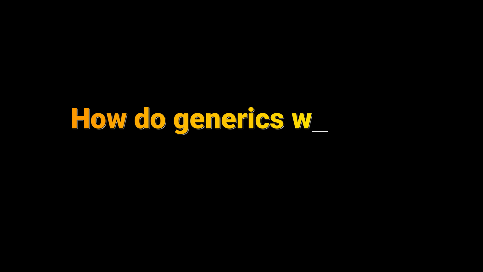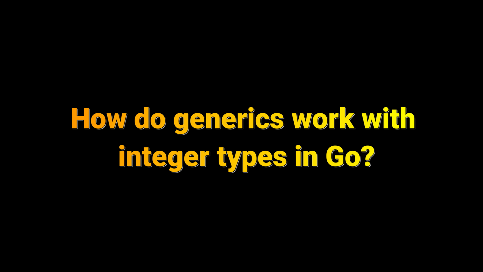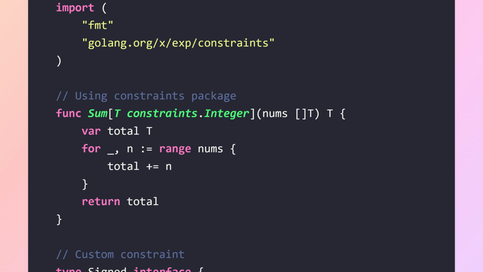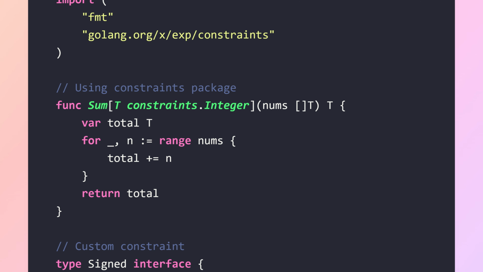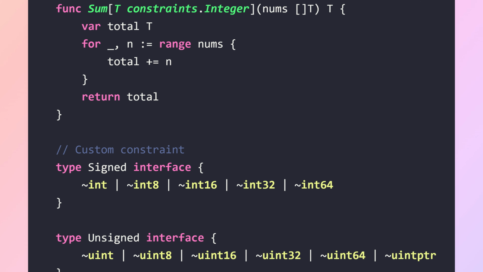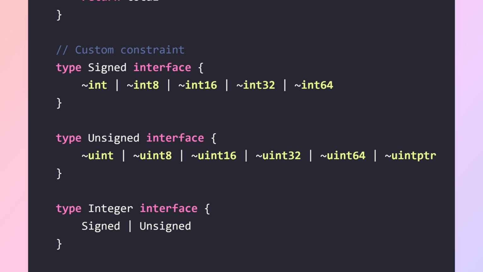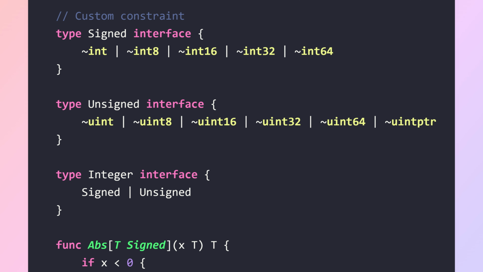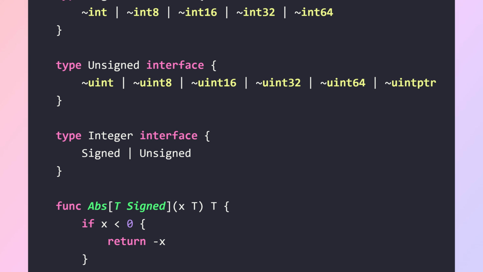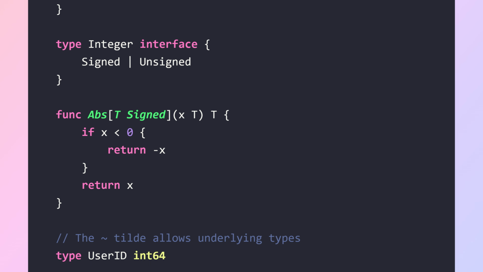Question: how do generics work with integer types in Go? In Go 1.18 and later, you can use generics to write functions that work with different integer types. For example, you can write a sum function that accepts a slice of any integer type and returns the total. This works by using a type constraint like constraints.Integer or a custom interface that lists allowed types. You can also create your own constraints, such as signed and unsigned, and combine them into an integer constraint.